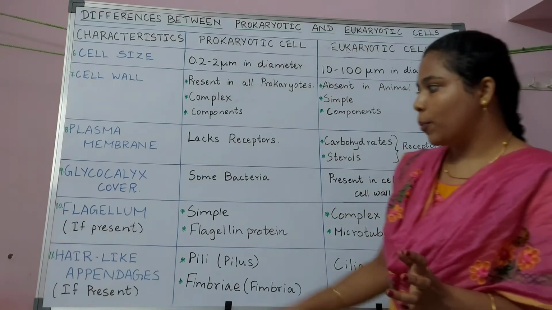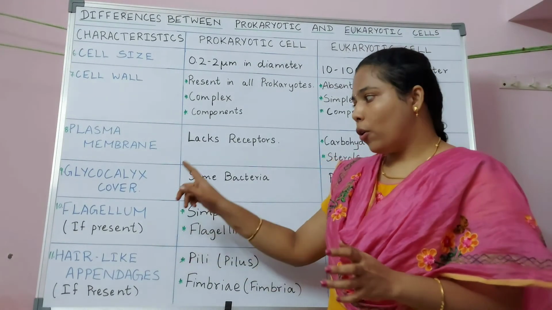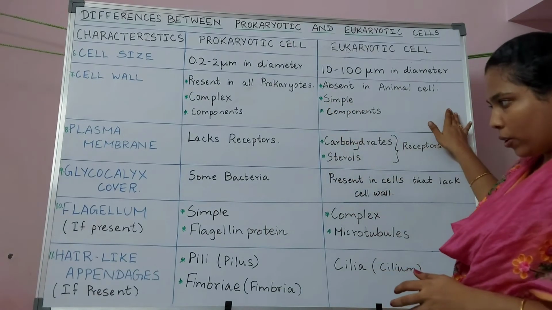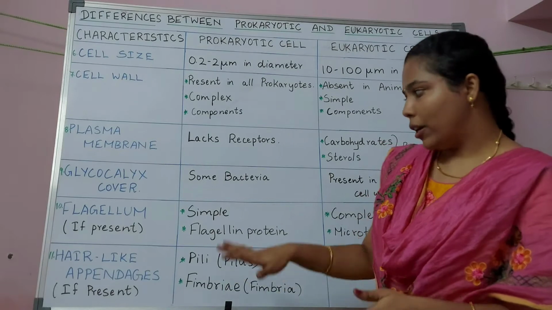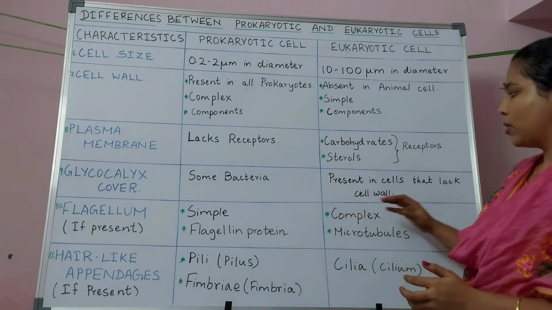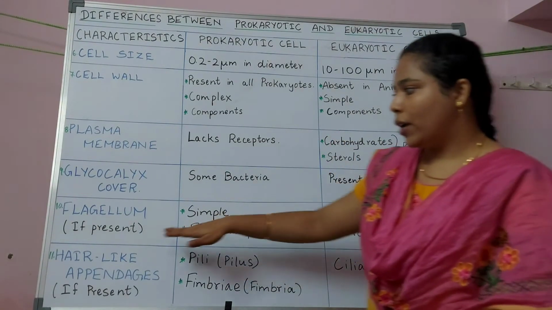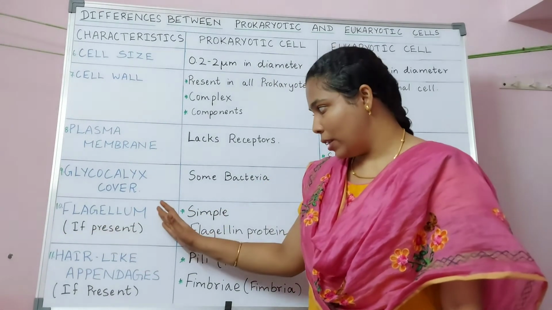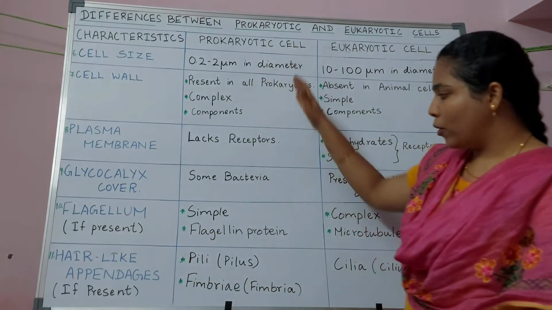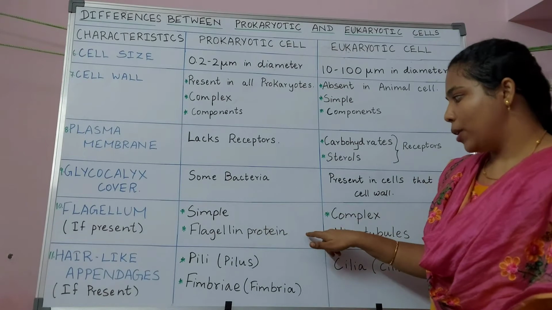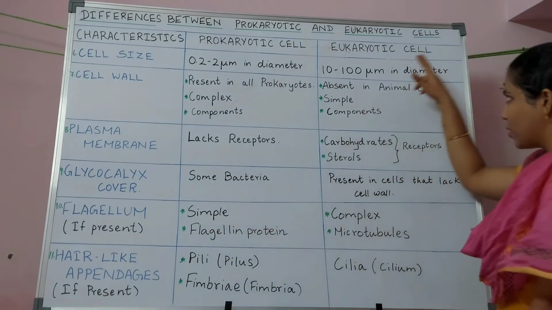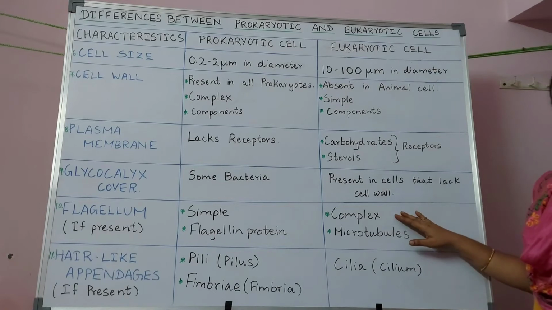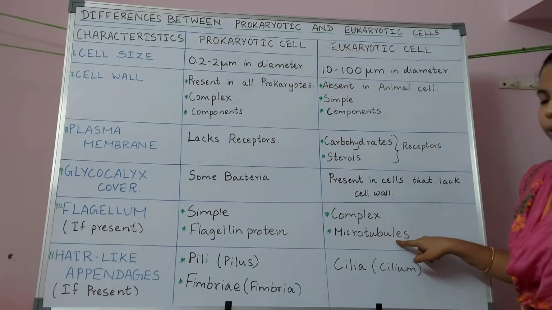The next point is about flagellum. Not all prokaryotic and eukaryotic cells will have flagellum. Some prokaryotic cells will have flagellum and some eukaryotic cells will have flagellum, and that's why I have written it as if present. Flagellum, if present in prokaryotic cell, is simple and made up of flagellin protein. And flagellum, if present in eukaryotic cell, is complex and made up of microtubules.